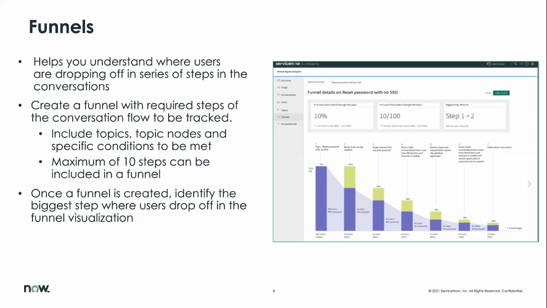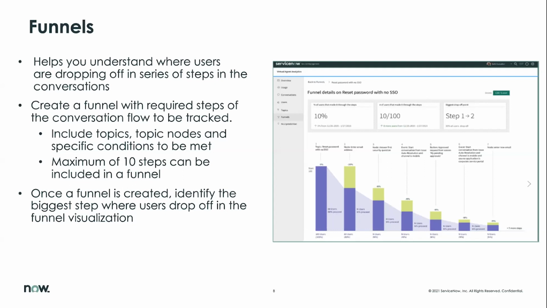And for this, you need to create the funnel with the required steps that need to be tracked. That could be the topics inside the conversations or specific topic nodes inside the conversations. And you can create up to 10 steps inside the funnel. Once the funnel is created, you can identify the biggest dropping point in the funnel where users are dropping.